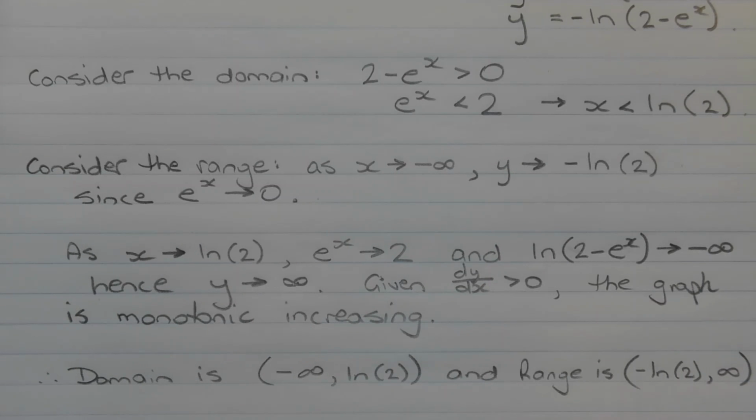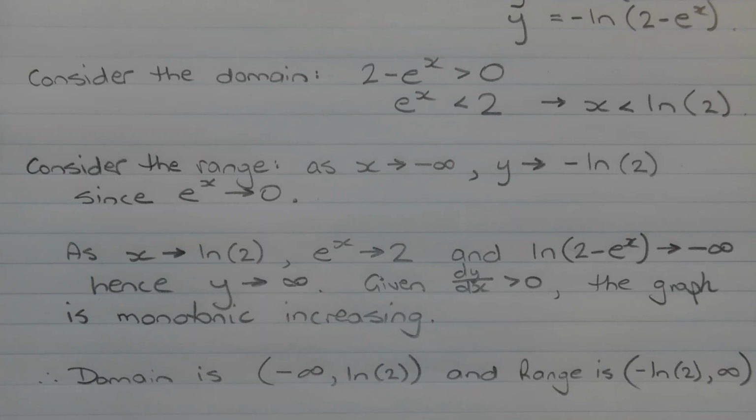Also given dy/dx is greater than 0. That means the gradient of the tangent at any point is positive. That also means that the graph is monotonic increasing. So if this is the low point of the graph, in other words, y approaches negative ln of 2 at its low point, from this point, the graph goes up to infinity. Again, because the gradient is positive all the way through.